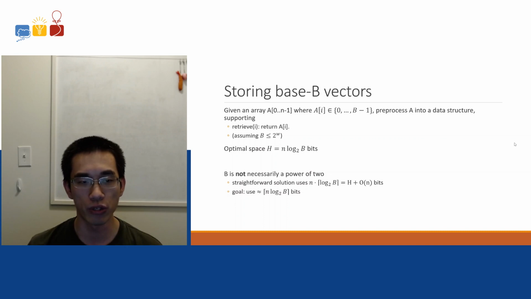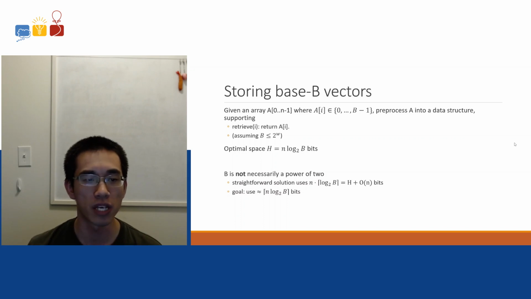So this straightforward solution actually uses n times the ceiling of log base 2 of b bits. So in general, this space bound can be the minimum space plus O of n bits. For example, when b is equal to 33, then we have to use 6 bits per entry, since 2 to the 6 is 64. That is 6n bits, whereas the optimal space for this data structure is almost 5n.